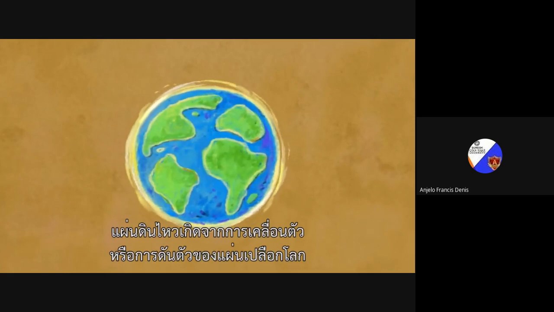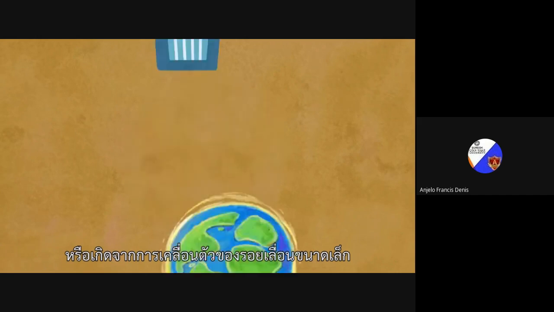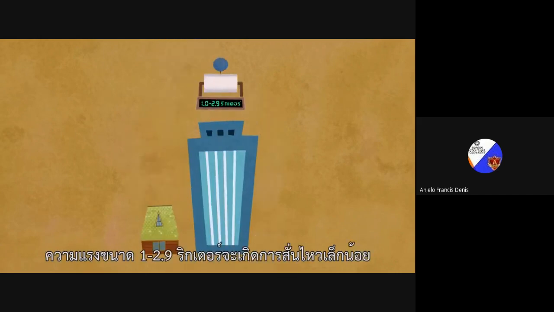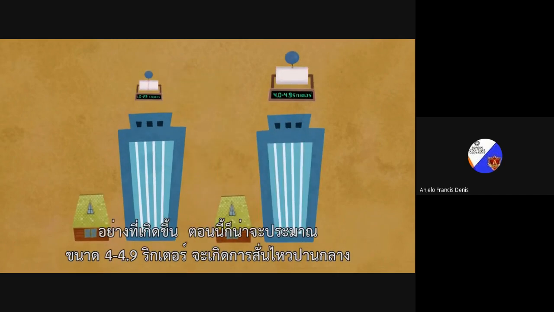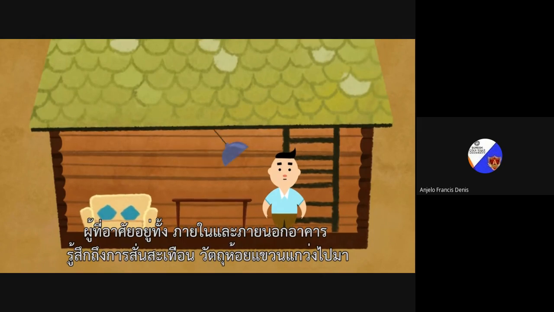Earthquakes are caused by movement and pressures of tectonic plates in the Earth's crust. If the Richter magnitude of an earthquake is between 1 to 2.9, this is a very minor earthquake. If the number is between 4 to 4.9, it is described as a light earthquake. During the light earthquake, people who are inside and outside buildings will feel a tremor. Hanging objects will swing back and forth.